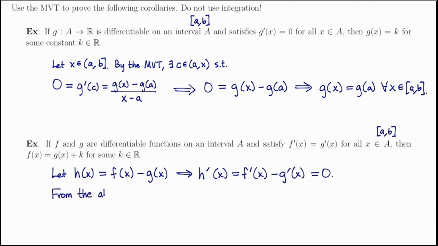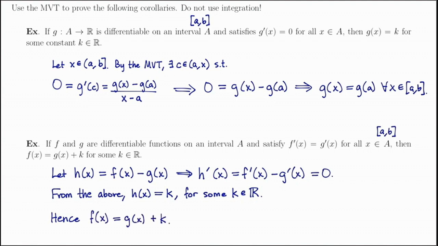So from the above, h of x equals a constant k for some k in R. Hence, f of x must be g of x plus k. And again, this result leads to a statement about how we compute integrals using antiderivatives. Namely, if I know one antiderivative, I know all of them because they're all going to differ by only a constant. So both of these results give us some fundamental notions that we use elsewhere.